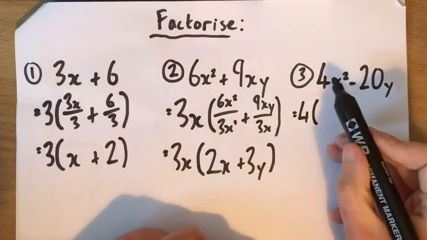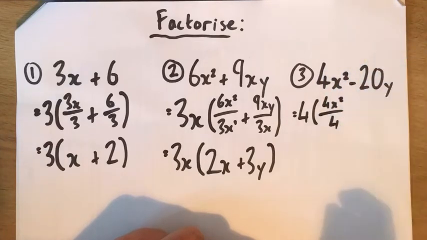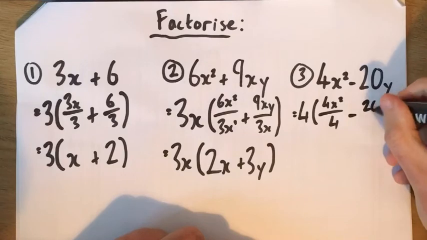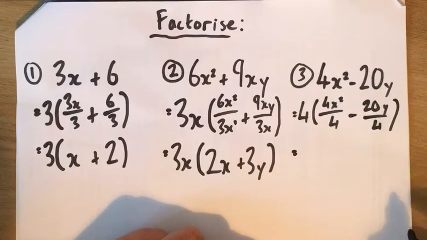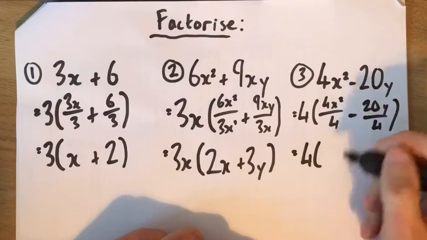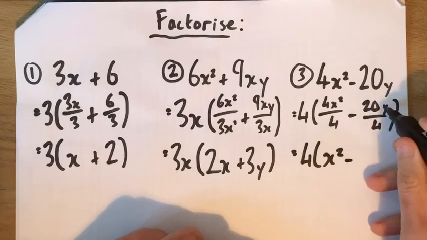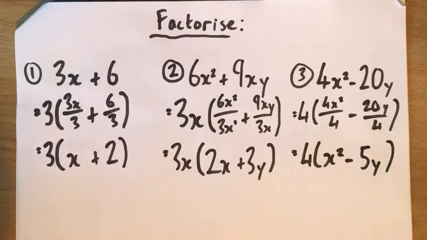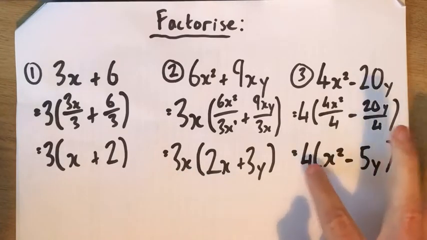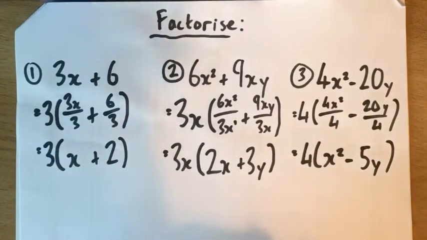So it's 4 outside the bracket. So then 4x squared divided by 4 minus 20y divided by 4. And that's equal to, again, just 4 brackets. 4x squared divided by 4 is just x squared, minus 20y divided by 4. 20 divided by 4 is 5. So 5y. And again, if you multiply that out, 4 by minus 5y is minus 20y. So it works. All right, I've done it right.